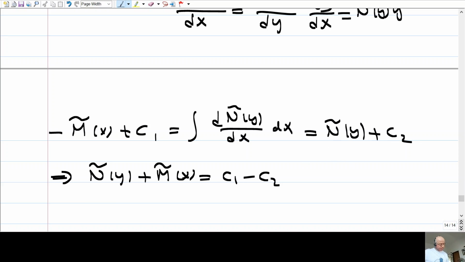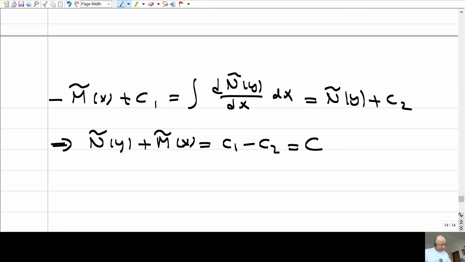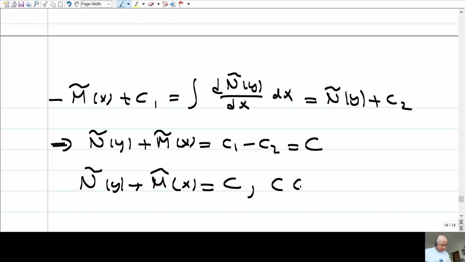Okay, so this is of course just a constant, so we get the solution. And c is an arbitrary constant, because C1 is an arbitrary constant, C2 is an arbitrary constant, hence this is an arbitrary constant, and this is our solution.